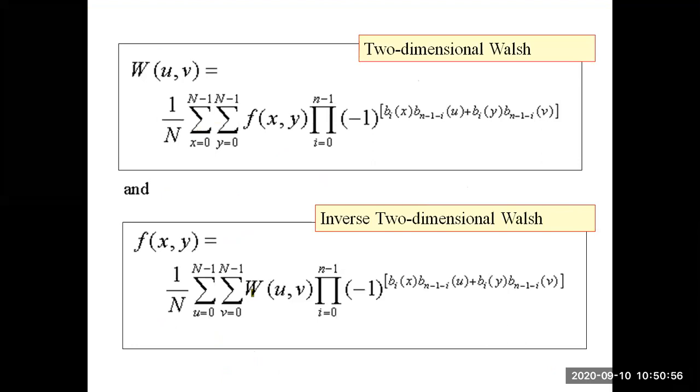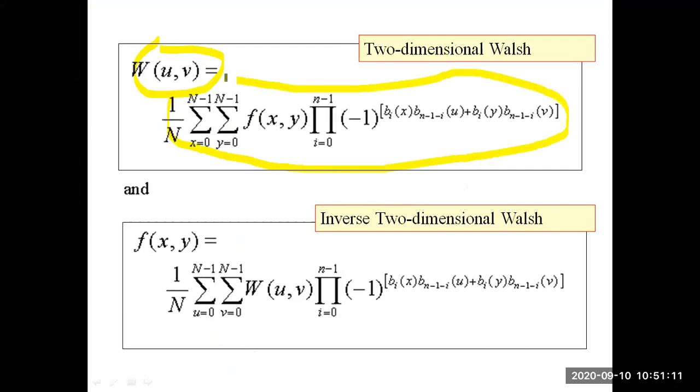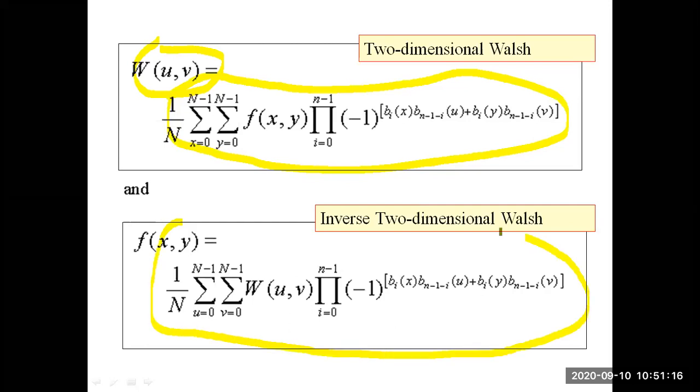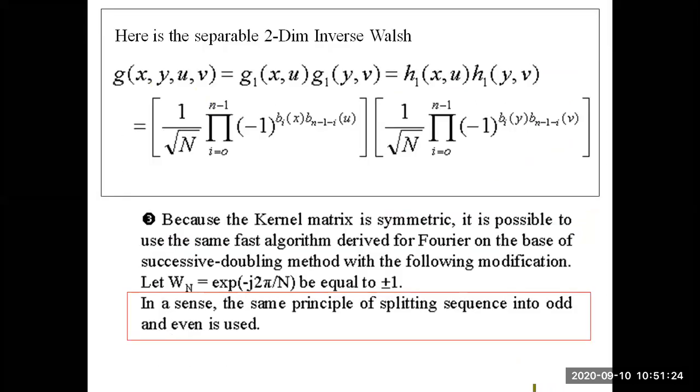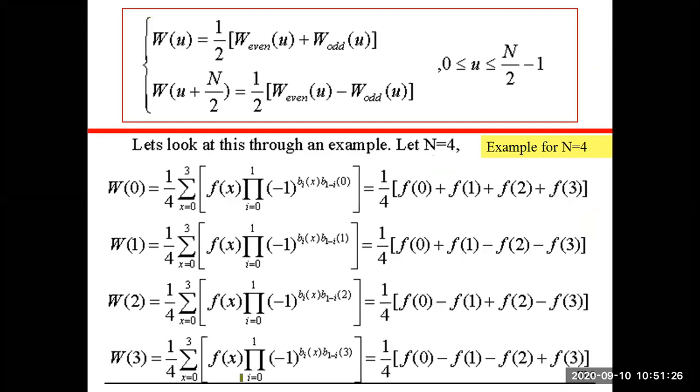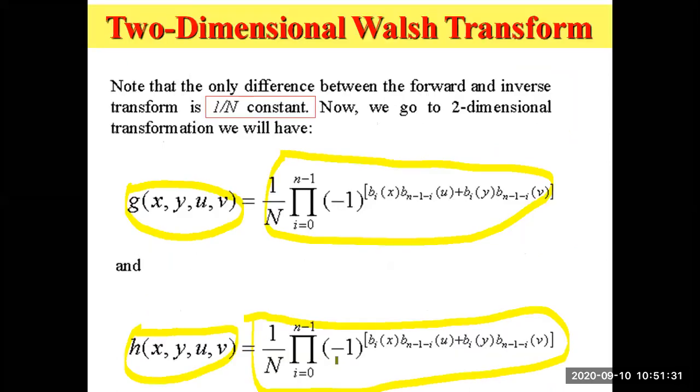So here also the two-dimensional Walsh transform pair is like this. Suppose the output is represented as W of u comma v, and your two-dimensional Walsh transform is given like this, and the inverse like this. The same procedure is used. What is the procedure? Calculate the values W0, W1, W2. It will be explained in the next class definitely.